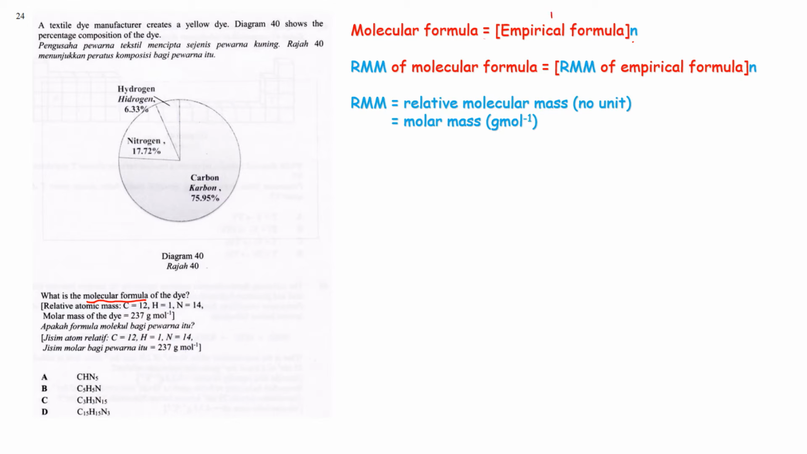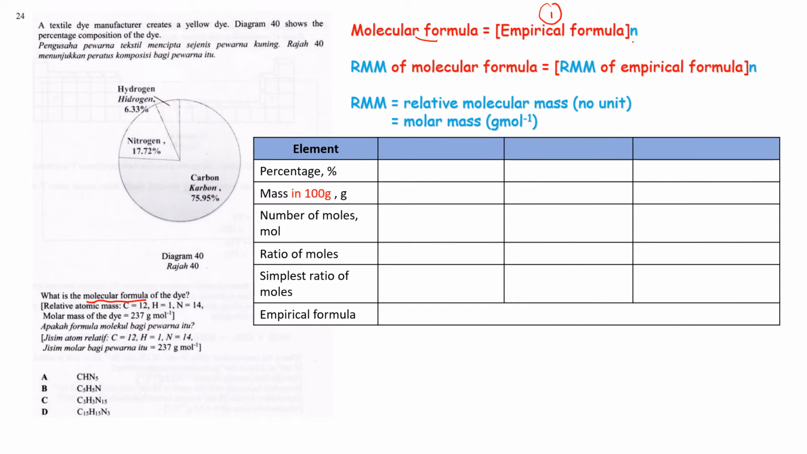Now first we must find the empirical formula to get the molecular formula. To find the empirical formula, we must know the elements. We have carbon, we have nitrogen, and we write hydrogen first. Why do I write hydrogen first? Because in the answer, hydrogen comes first. Carbon has 75.95% from the question. Hydrogen has 6.33%. Nitrogen has 17.72%.